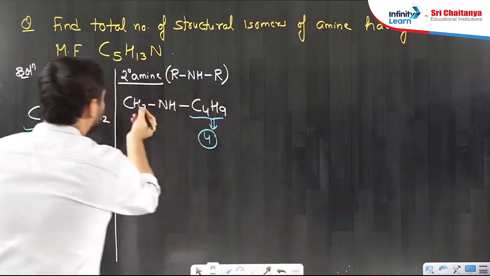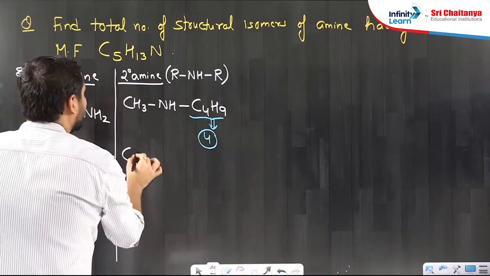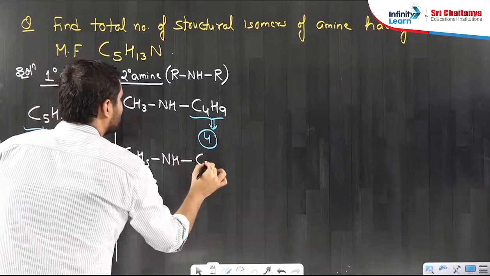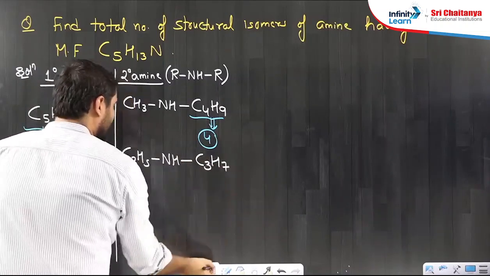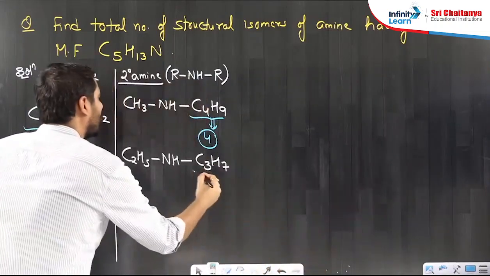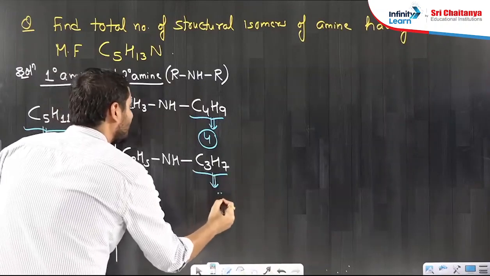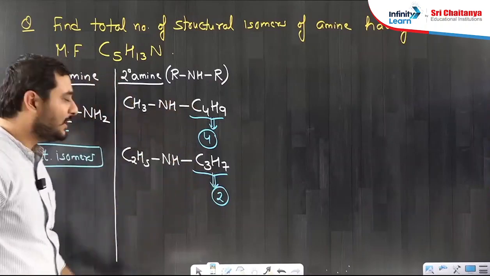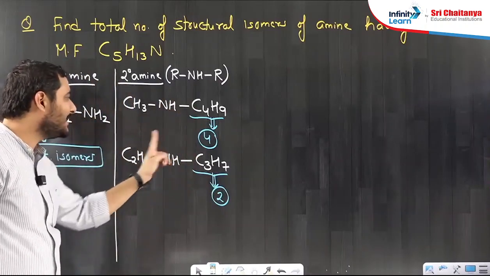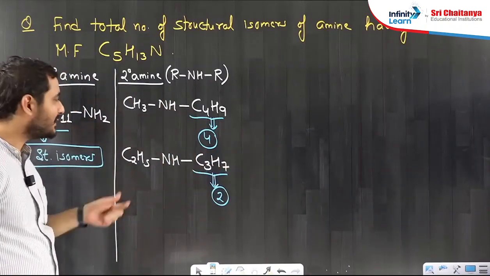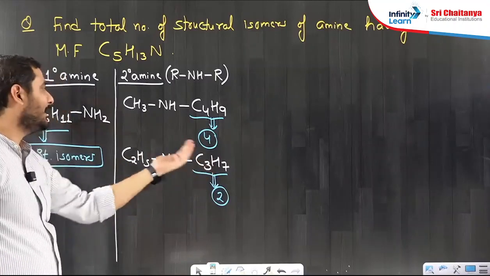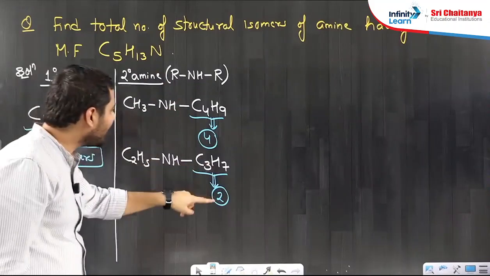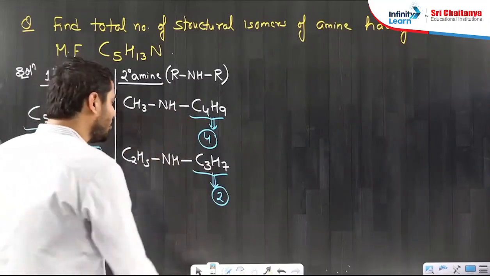Next case, in place of CH3, we can write C2H5, NH. Then what is left? C3H7. And for C3H7, how many isomers are possible? 2 isomers are possible. So 4 plus 2, 6. Next, if we write CH3, C2H5, the same will be C3H7, C2H5. Next C4H9, CH3, that will be the same case. So how many secondary are possible? 4 plus 2, 6.